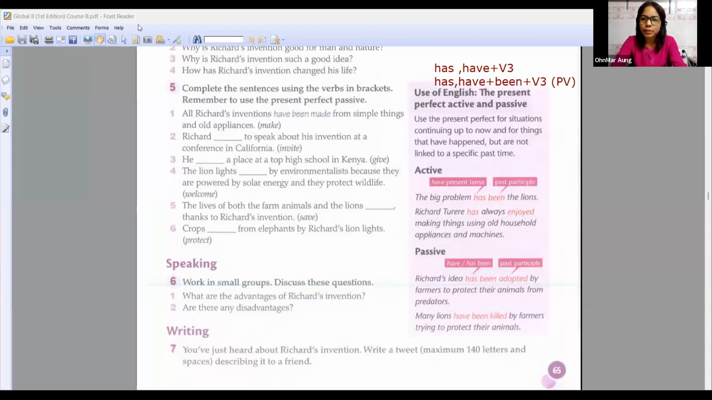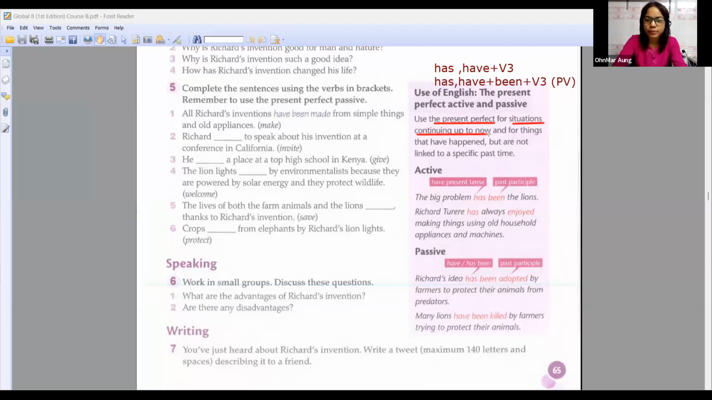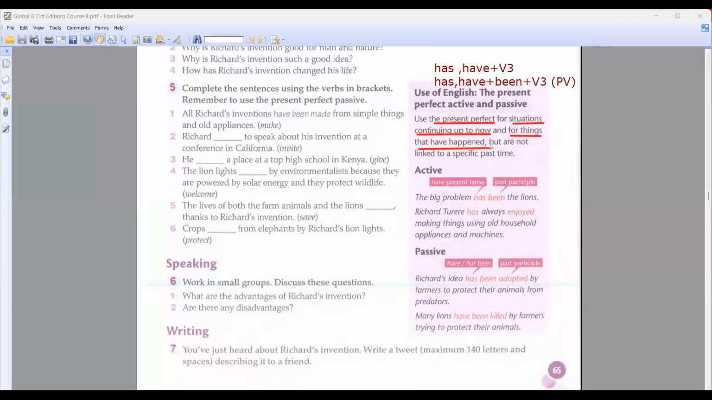Okay, so this time, read. Use the present perfect for situations continuing up to now, and for things that have happened but are not linked to a specific past time. Yes. Present perfect, situations continuing up to now, or for things that have happened. That is the key point. But are not linked to a specific past tense.